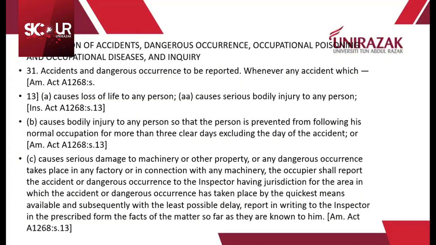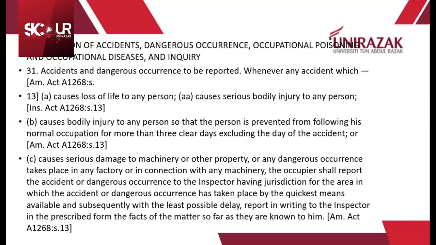Seterusnya dalam Akta OSHA 1994 juga terkandung berkaitan dengan notification of accident, dangerous occurrence, occupational poisoning and occupational disease ataupun nama pendek dia adalah NADOPOD. Accident and dangerous occurrence to be reported whenever any accident. Ini telah disebut, berlaku accident memang wajib kena lapor lah, right?